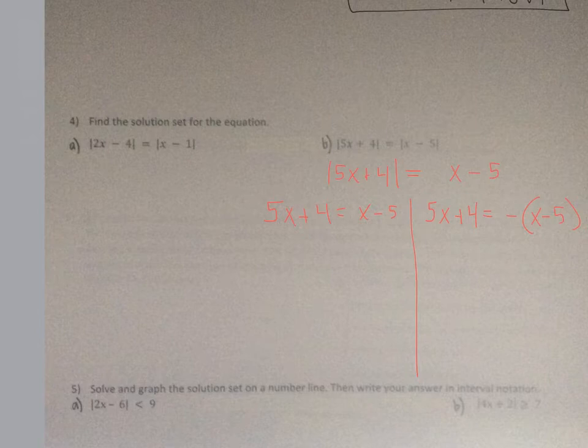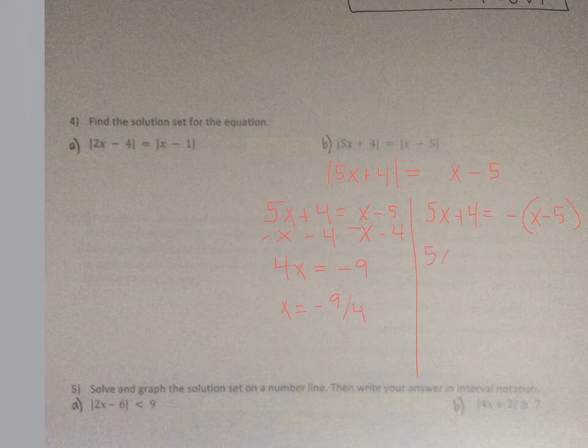So then we're going to go and solve each of these. We will subtract the x over and subtract the 4 to the other side. And we end up with 4x equals negative 9. So x equals negative 9/4.